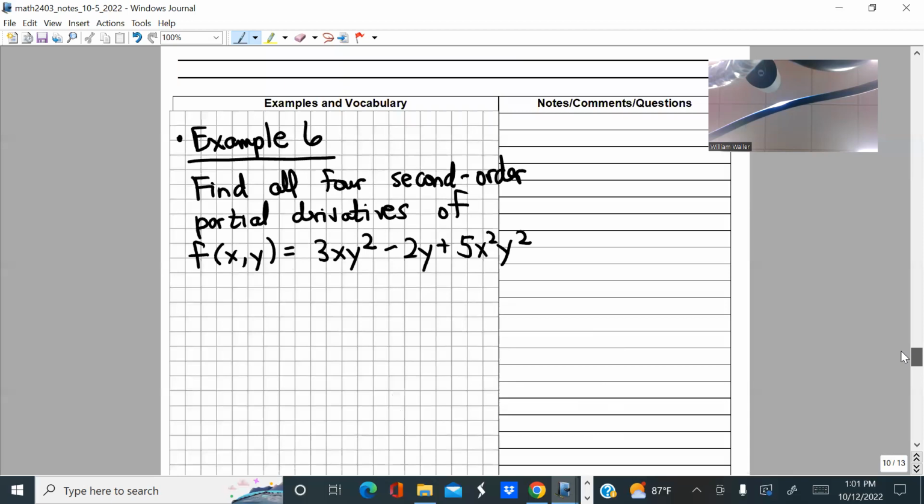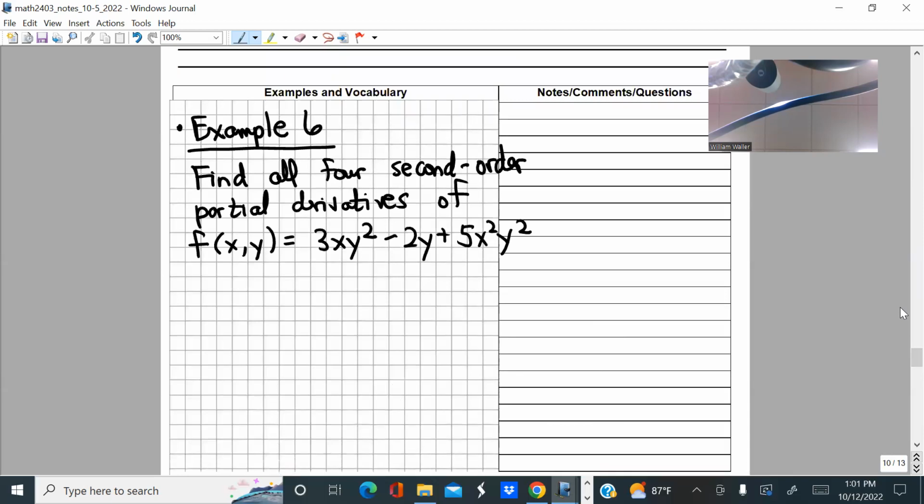Let's just take an example here. Let's find all second order partial derivatives for this function: 3xy squared minus 2y plus 5x squared y squared. That is not a quadratic function, so you're not going to get a quadratic surface here, because this term has degree 3 if you add up the powers of the exponents: 1 plus 2 is 3. This one has 2 plus 2 is 4. So that's not a quadratic surface. I don't know what sort of surface it is.